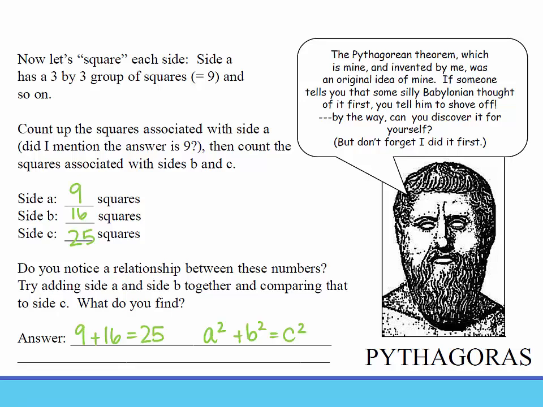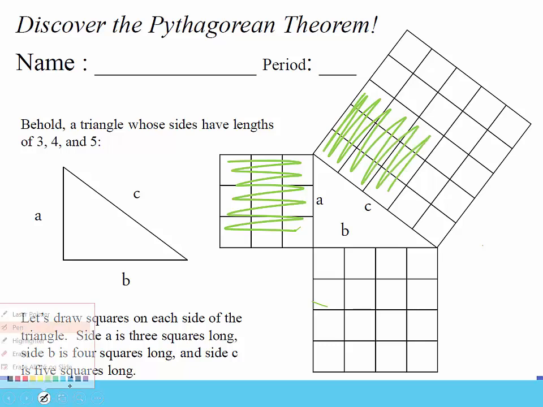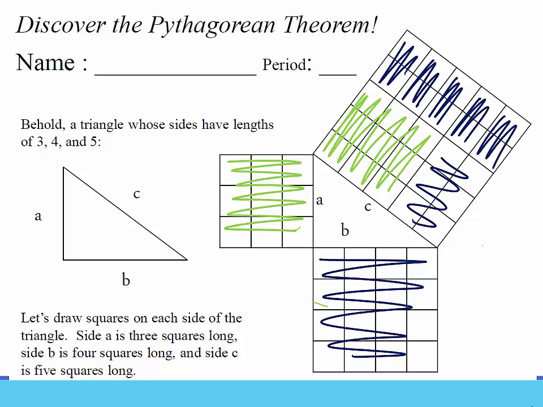Now hopefully you figured out that if you add the 9 and 16, you end up with 25. If we go back here, if we take this square here, these 9, so right here, and add 16 more, so these guys here, you got 6, 7, 8, 9, 10, 11, 12, 13, 14, 15, 16, you end up with 25.